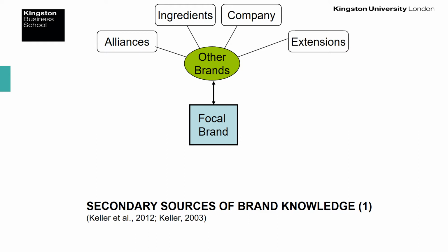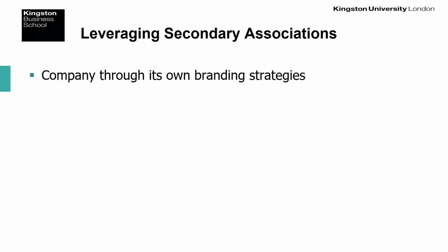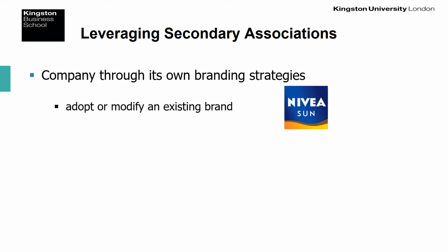Okay, so let's start now working our way around our framework diagram. And we're going to start by looking at how a brand can link itself to other brands. Well, the company can do this itself through its own branding strategies. It can decide to adopt or to modify an existing brand name when it launches a new product, a brand extension. We'll look at brand extensions in much more depth and detail later on in the module.